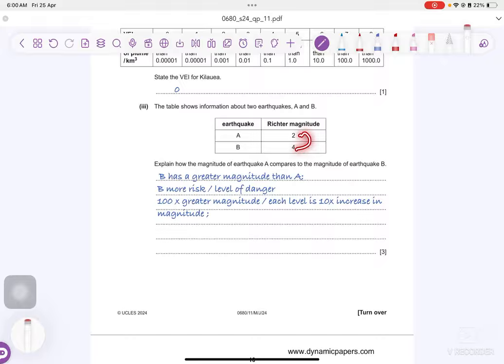You could say it's double, but double is not the best terminology to use here because you don't know what Richter magnitude scaling is. So you can say that it's 2 times more Richter magnitude or 100 times greater magnitude. Each level is a 10 times increase in the magnitude. I don't think anyone would think about it that way, so you can just stick to doubling it. Okay.